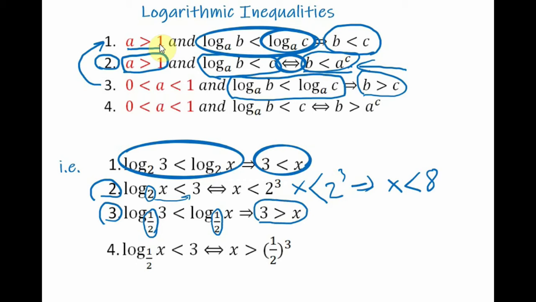And as a final rule, again, we have the base, which is between 0 and 1. If there is such an expression, logarithm of b in base a is less than c, then we can conclude that this is true if and only if b is greater than a to the power of c. And the example for number 4 here tells us that logarithm of x in base 1 over 2 is less than 3 if and only if x is greater than 1 divided by 2 to the power of 3.